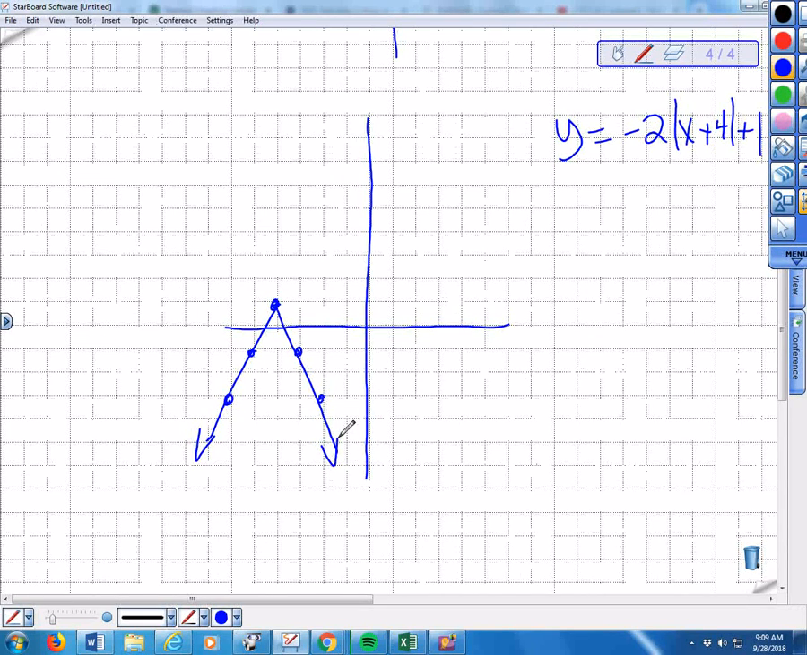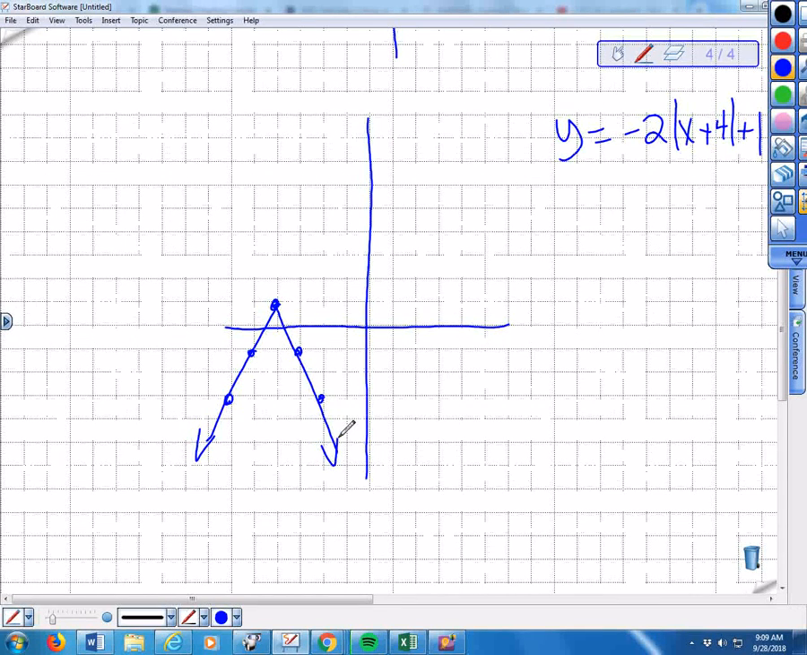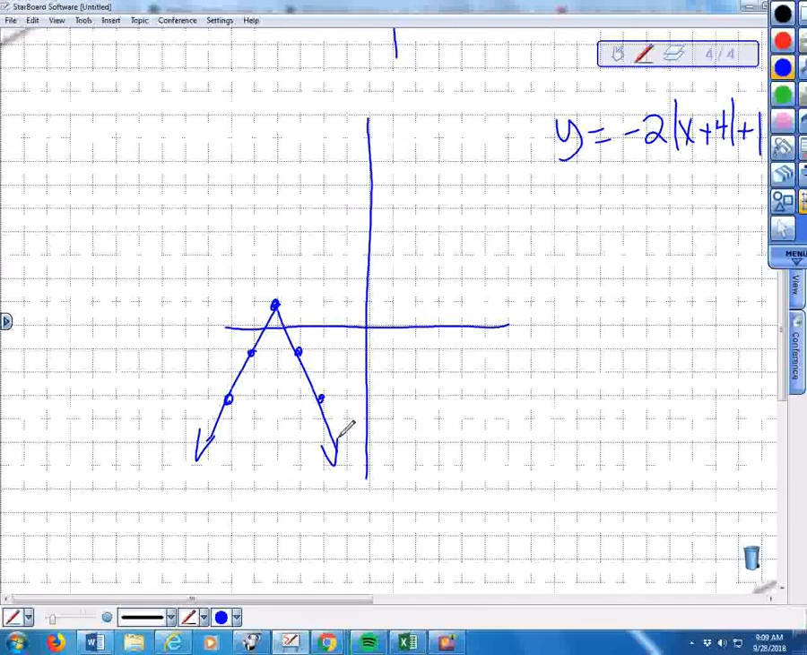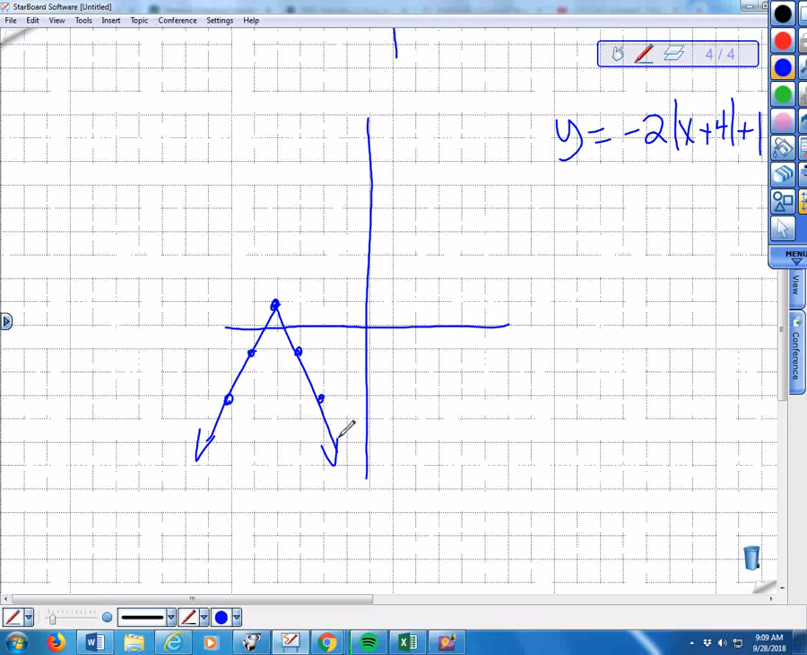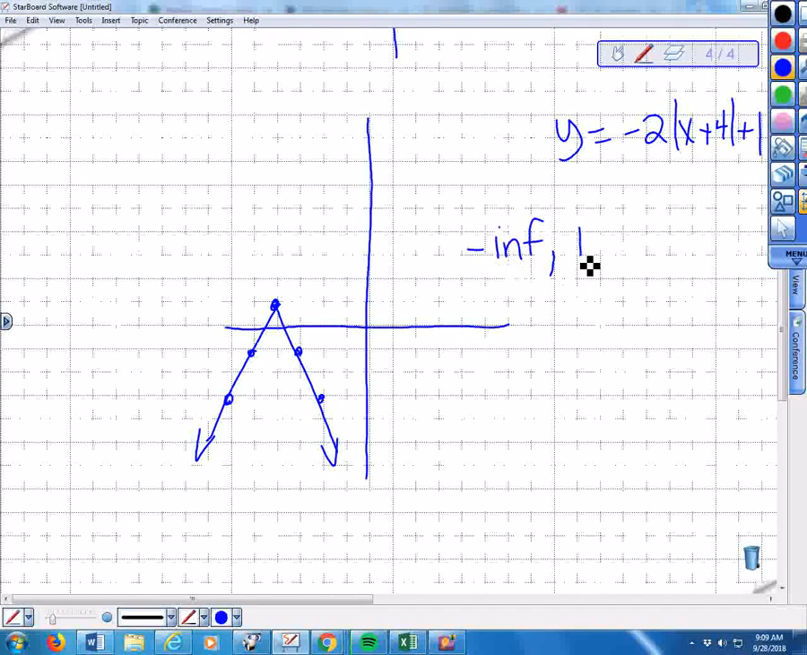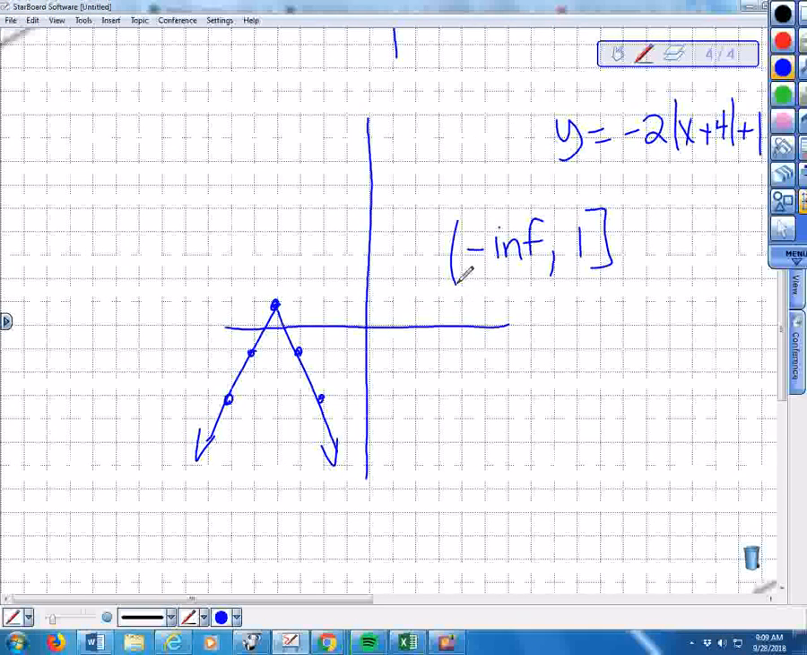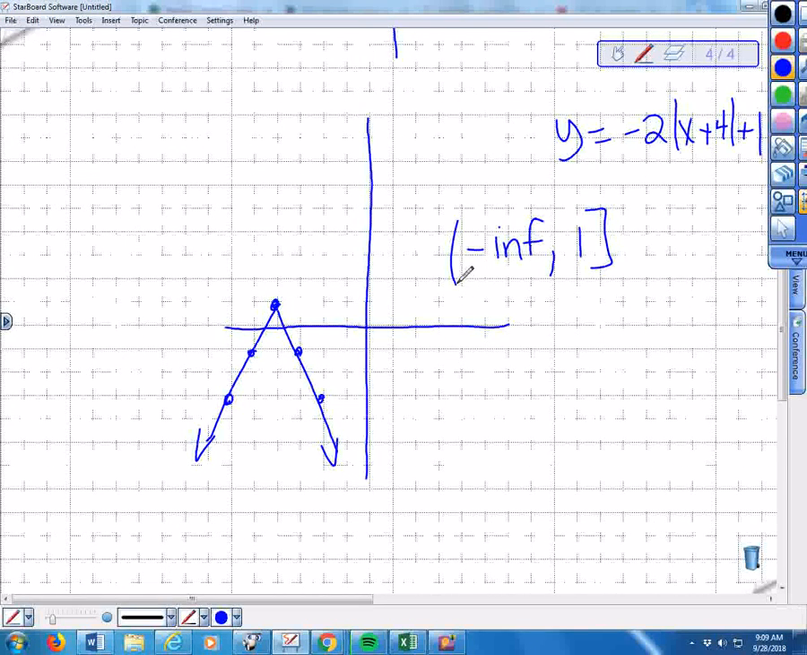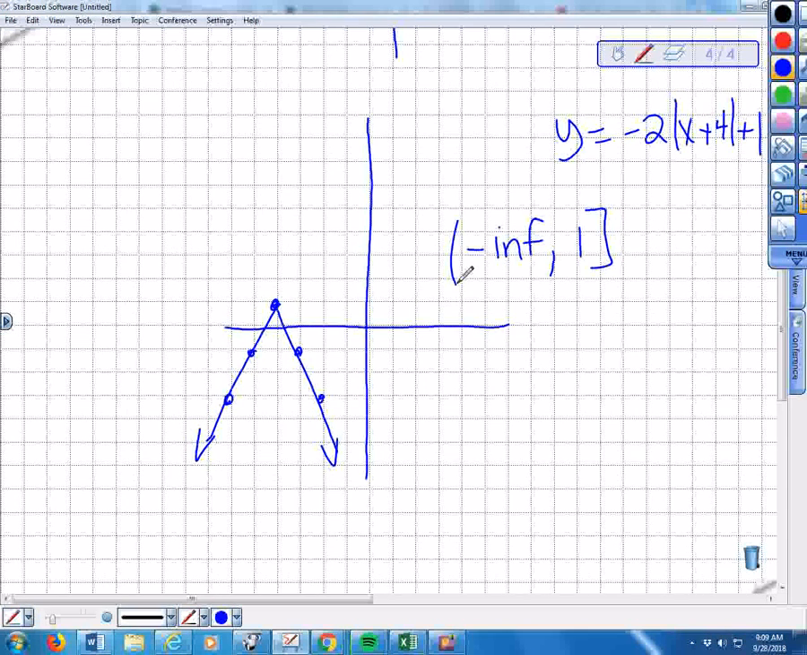Well, what's the range? What's the highest number it has? 1. What's the lowest number it has? Negative infinity. So I always do it from low to high. So my range is going to be negative infinity to 1. Why did you put a bracket in? Because it includes 1. And negative infinity is always parentheses.